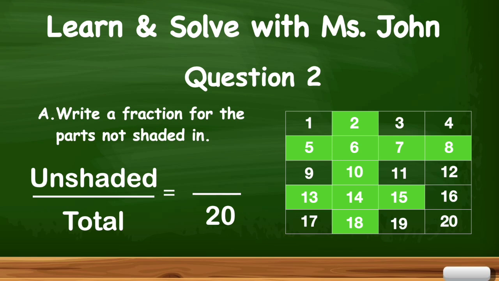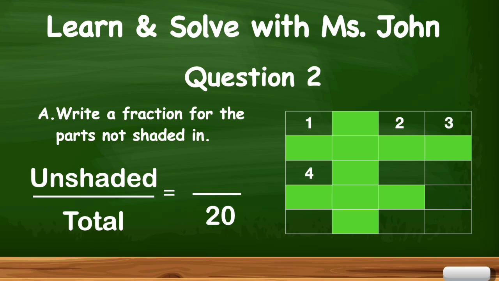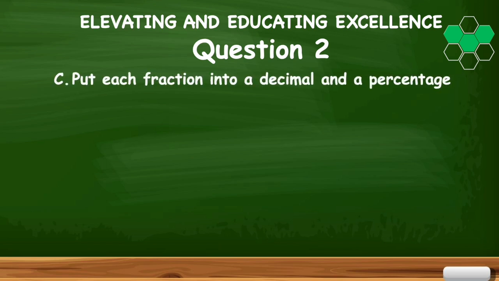Now we're going to count the number of parts not shaded in. 1, 2, 3, 4, 5, 6, 7, 8, 9, 10. The answer is 10. Now we're going to put both fractions into a decimal and a percent.